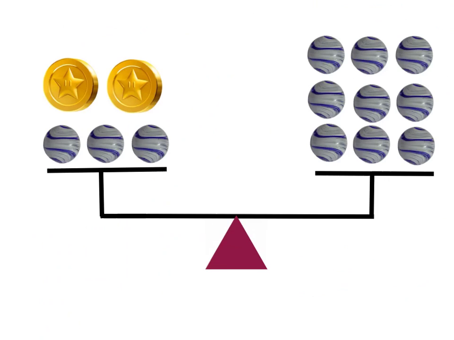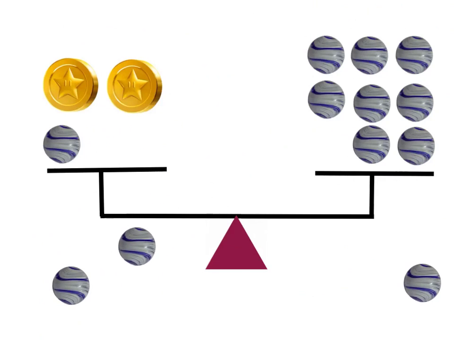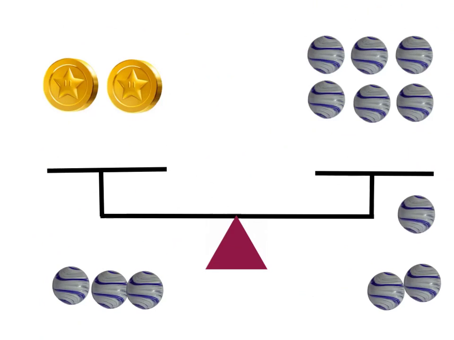Now let's say we have this situation where we have 9 marbles on one side and we have 3 marbles and 2 coins on the other side. And what we want to know is how many marbles does 1 coin equal? So we'll need to start this by taking off things that are the same because we always want to keep our two sides balanced. So I'll take off 1 marble from this side and 1 from this side. Take 1 off from this side, 1 off from this side, and then 1 off from this side and 1 from this side. Now I'm left with 2 coins is equal to 6 marbles.